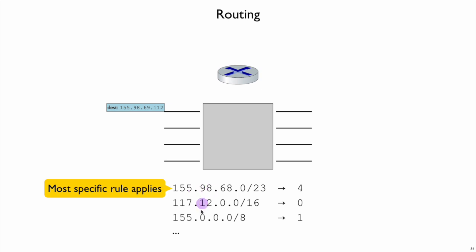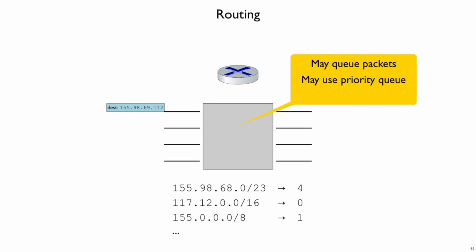Sometimes multiple prefixes in the table can match, and the order of entries in the table normally doesn't matter. Instead, the most specific match is picked. So if you have a 155.98.68 packet, it will match this one and this third one, the 155.0.0.0/8 prefix, but it matches this first one more specifically. That is the general idea, at least.